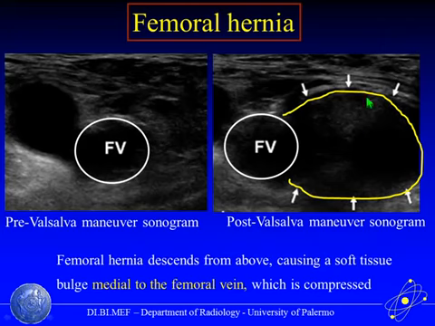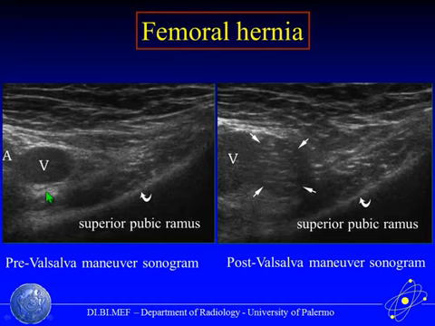The hernia over there is medial to the femoral vein, so below the inguinal ligament and medial to the femoral vein. The inguinal ligament is over there. Again, femoral artery, femoral vein, pre-Valsalva, post-Valsalva maneuver, and after Valsalva maneuver we have a femoral hernia arising medial to the femoral vein.